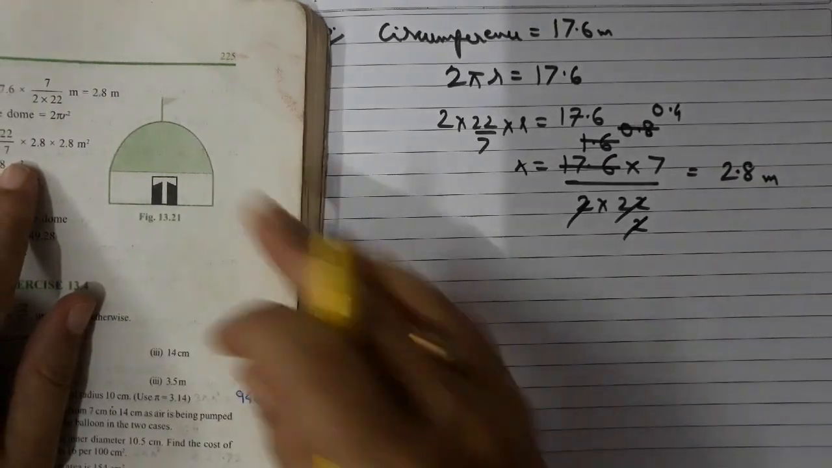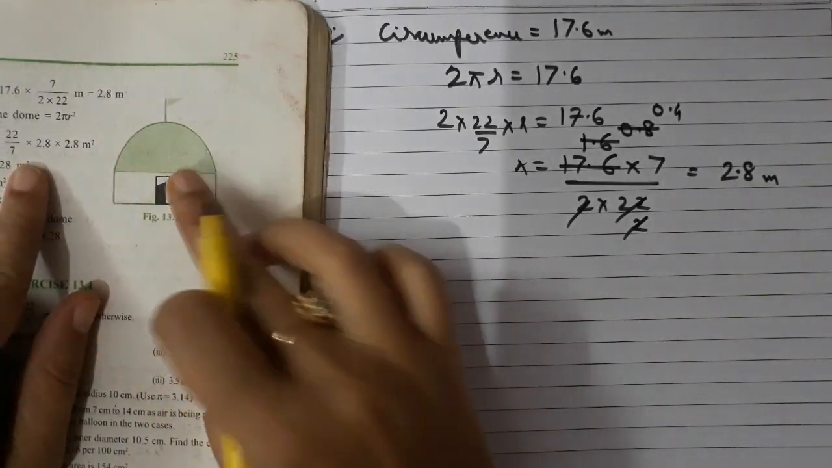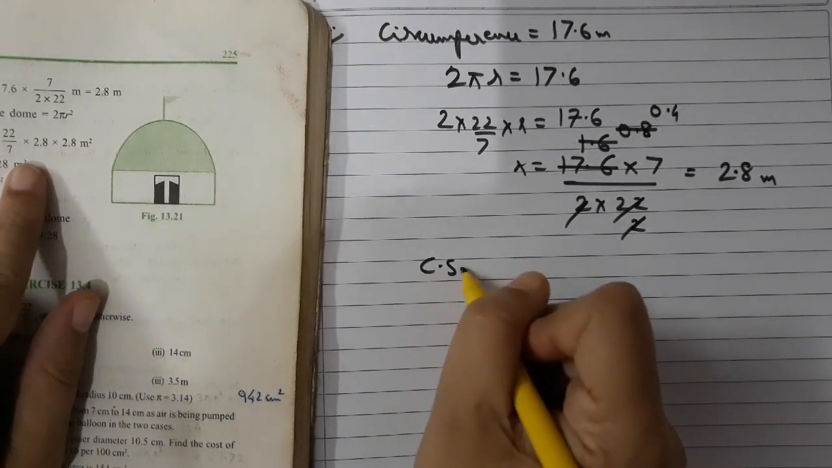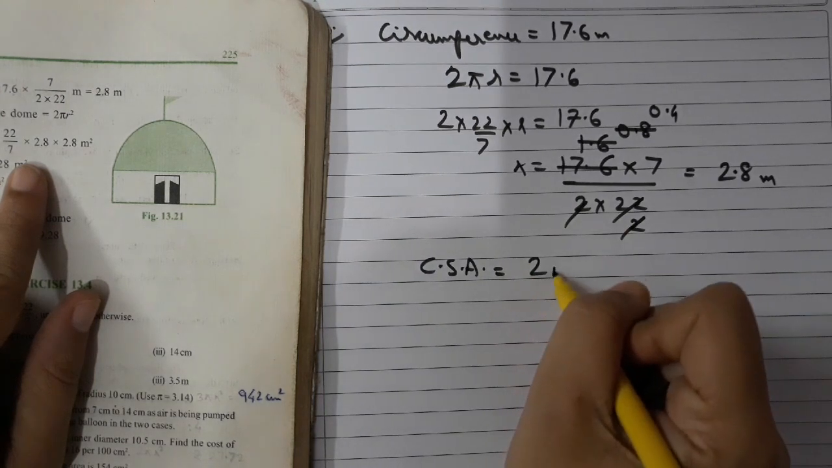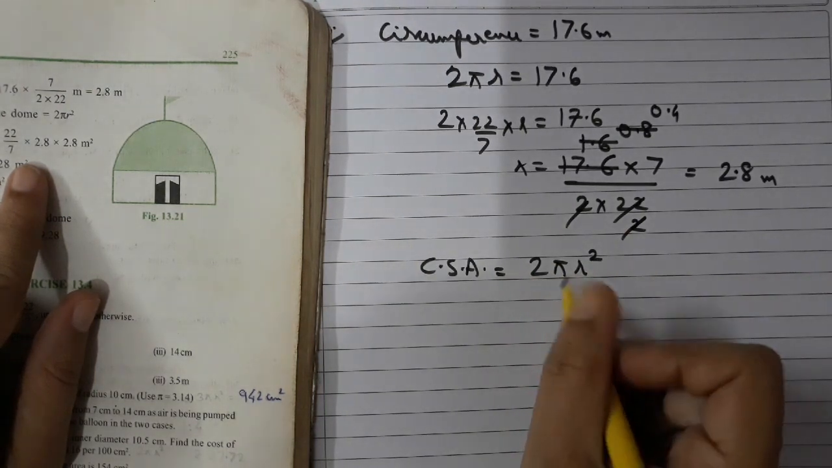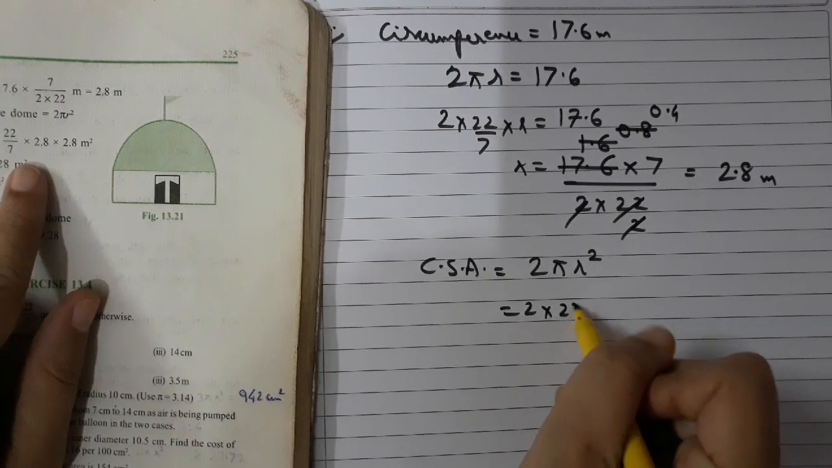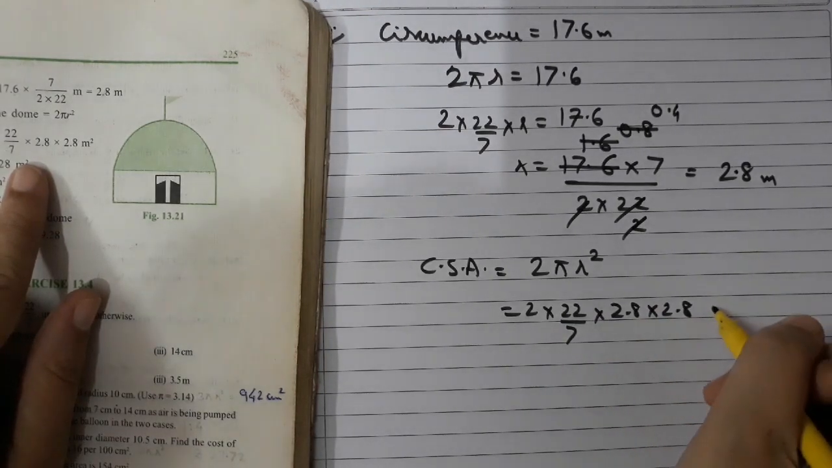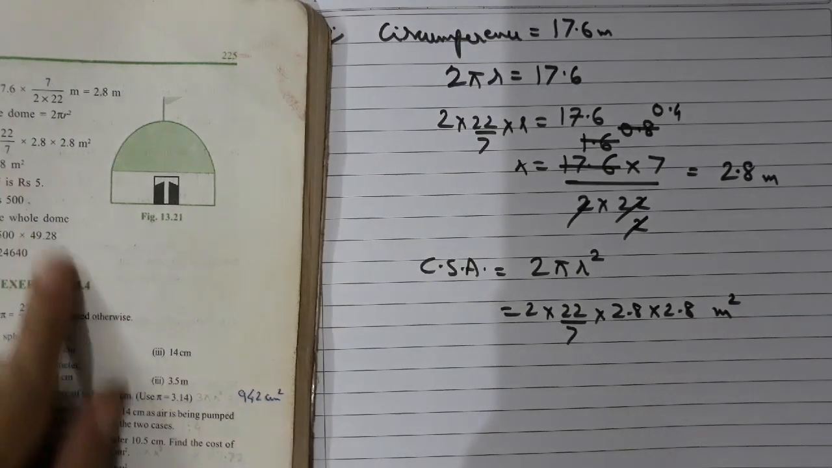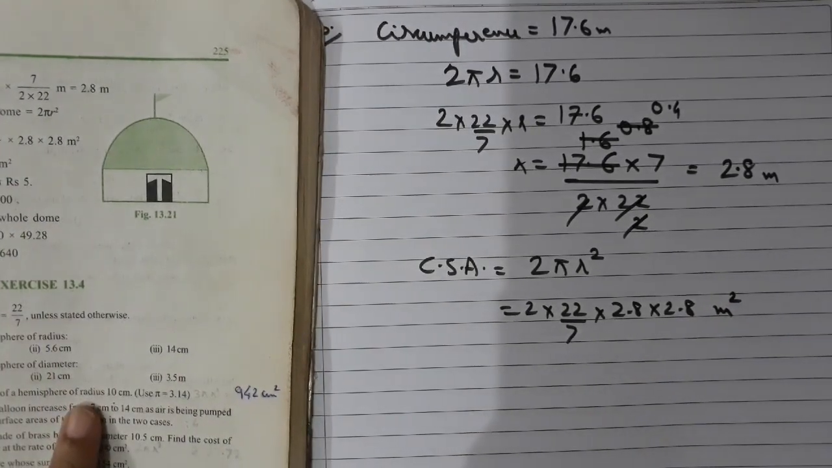Now we have to paint it over here. So definitely it will be painted along the curved surface area of the hemisphere. So the curved surface area is 2 pi r square, and then we substitute the values. So this is what we obtain, this much meter square. This is the curved surface area of the dome.